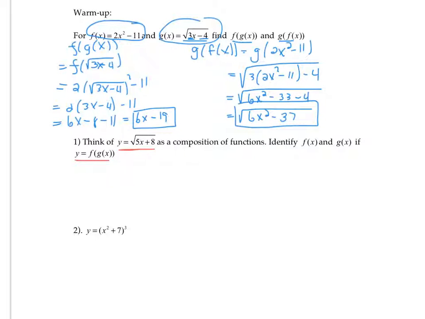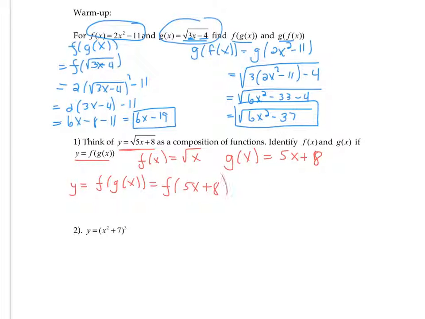For example, if I said that f of x was just simply equal to the square root of x, then I can identify g of x, the inside function, as 5x plus 8. So we can try to check it by saying y equals f of g of x. And let's see if this works. We'll have f of 5x plus 8. That tells you to plug this into here in place of x. And there you have it. We have the square root of 5x plus 8.